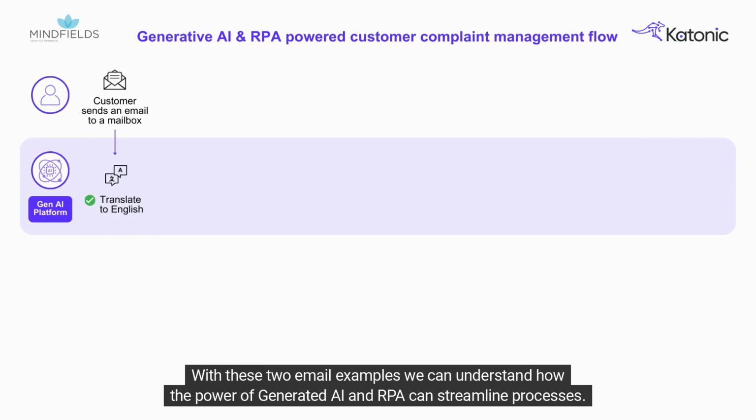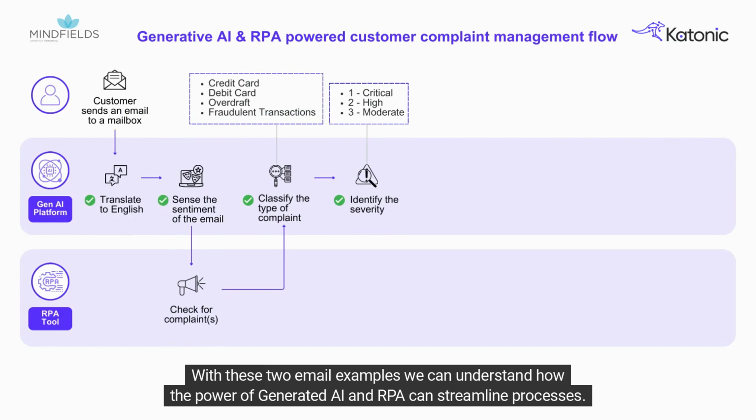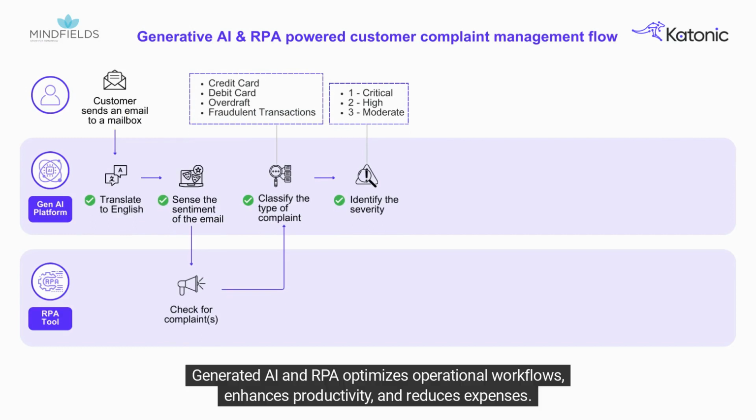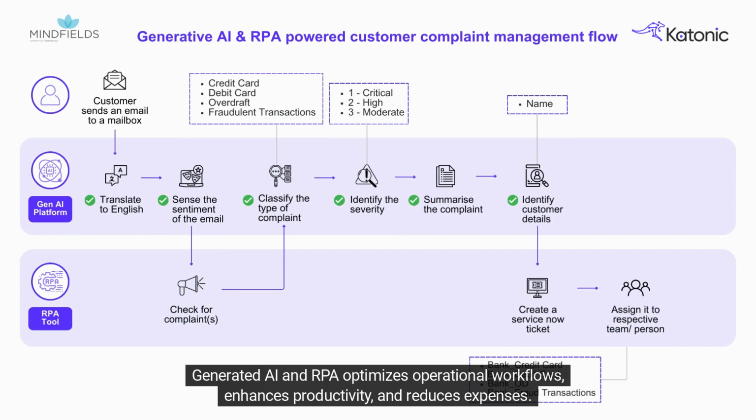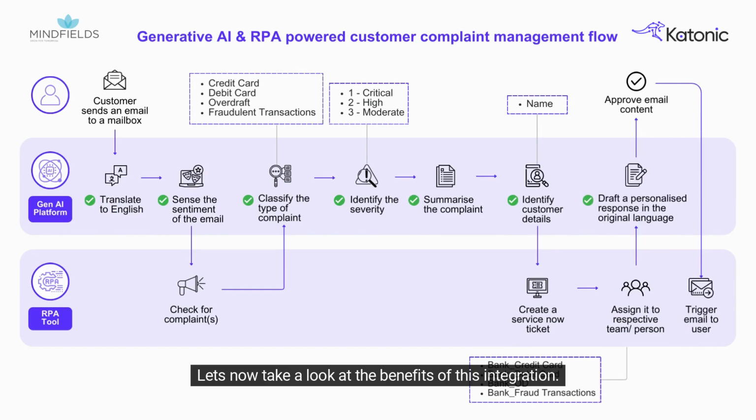With these 2 email examples, we can understand how the power of generative AI and RPA can streamline processes. Generative AI and RPA optimize operational workflows, enhance productivity, and reduce expenses. Let's now take a look at the benefits of this integration.